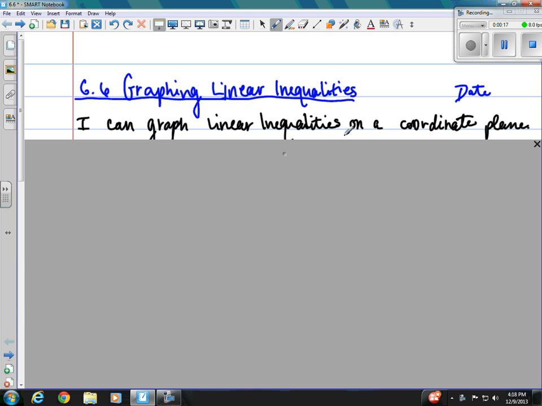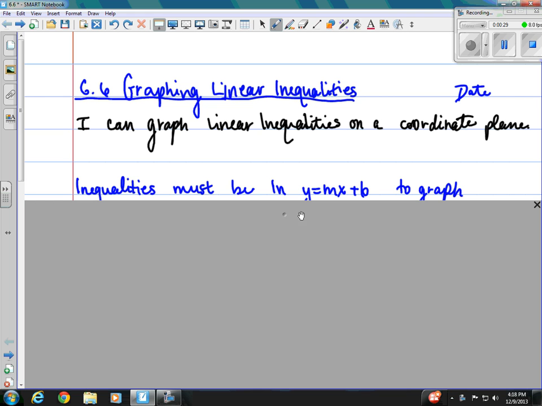Now, we've graphed linear inequalities before, except on a number line. We're going to look at graphing inequalities on a coordinate plane. So inequalities must be in our slope-intercept form, must be in y equals mx plus b to graph.